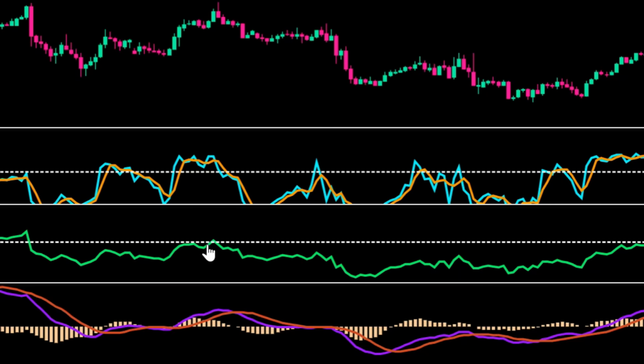Next, we check the RSI. It should be below the 50 line. It confirms that the overall trend is down and we only want to take trades in the direction of that trend. Then we look at the MACD to make sure momentum supports our entry.